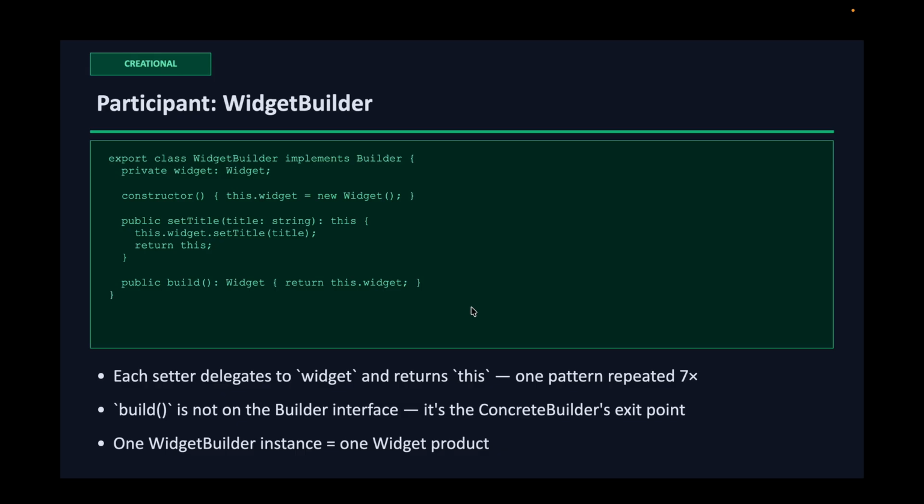After build, the builder has served its purpose. We have one builder, one widget. If you need a second widget, you're going to have to create a new widget builder.